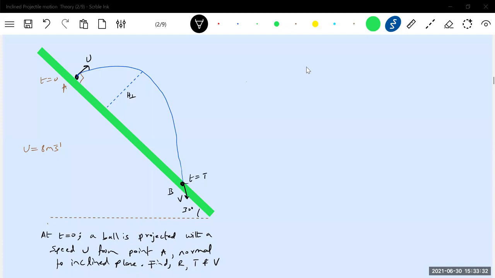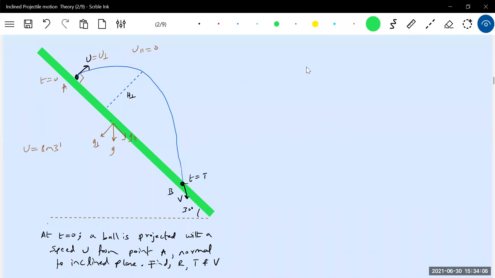Okay, now let's resolve g. So here only let me resolve. This will be much easier. I think everyone knows resolving of a vector. This is g, this is g parallel, g perpendicular. That u is u perpendicular. What is u parallel? u parallel is 0, because it is projected perpendicular to the incline. That's why u parallel is 0.